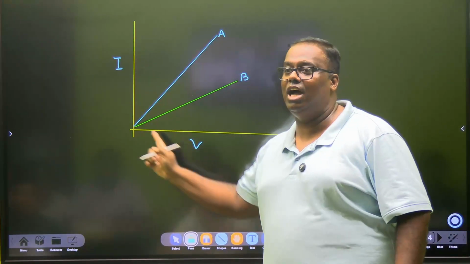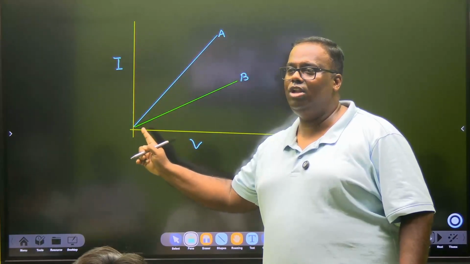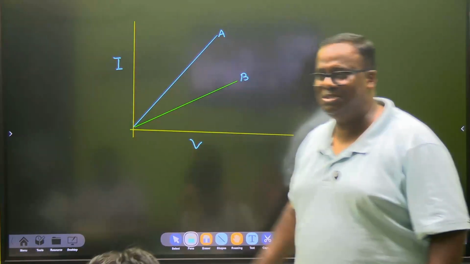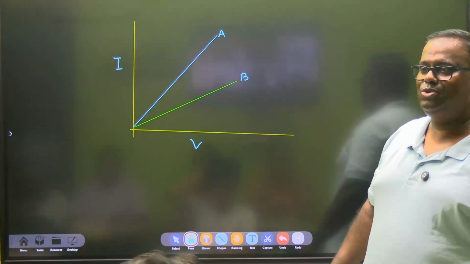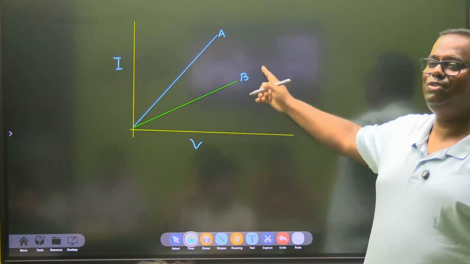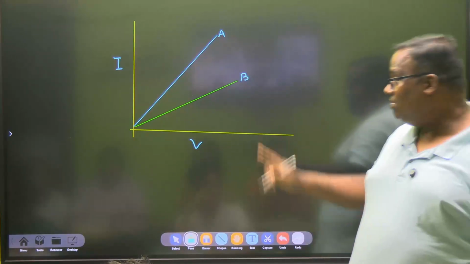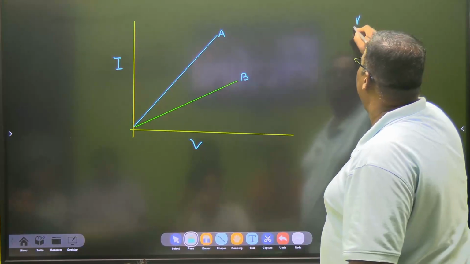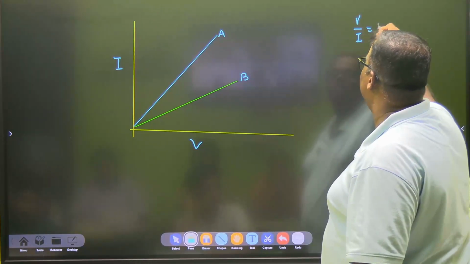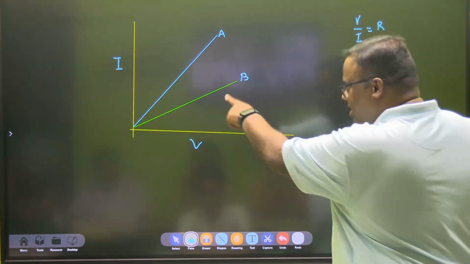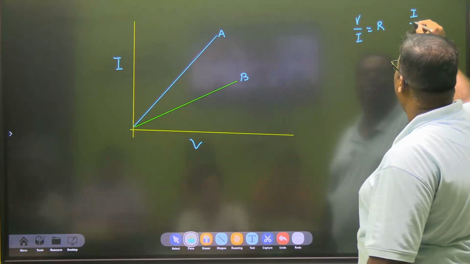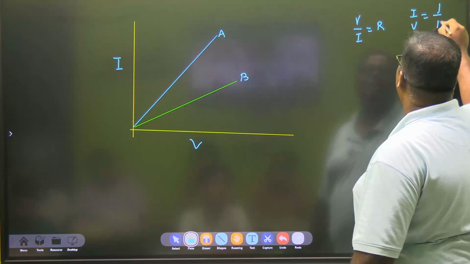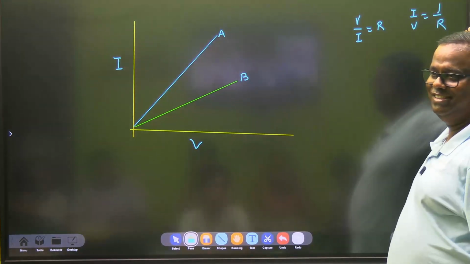The graph is not VI, it's an IV graph. And all children 3 or 4 years back went and wrote, A offers more resistance. From that day, I used to love this question. A offers more resistance? No, they have tricked you on the graph. What is resistance? V upon I is resistance. In this graph, slope is measuring what? I upon V. So you are measuring 1 upon R. Are you getting it?